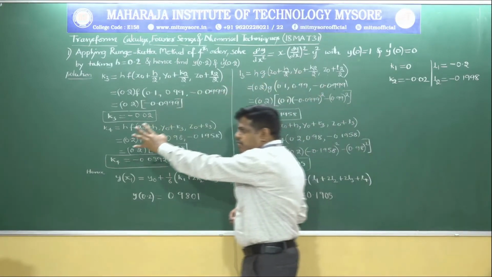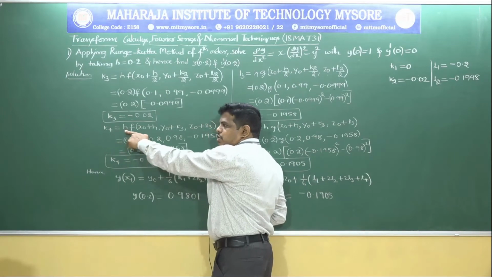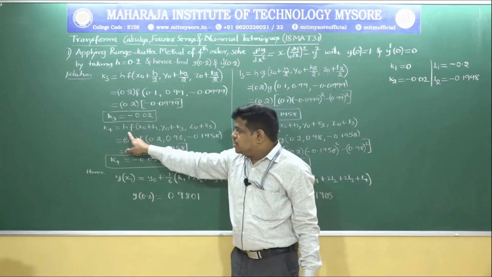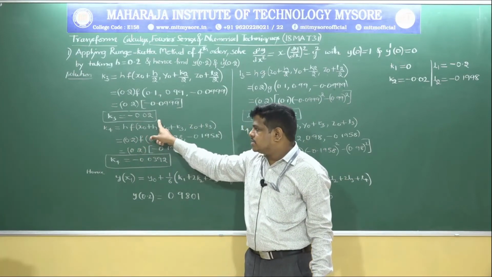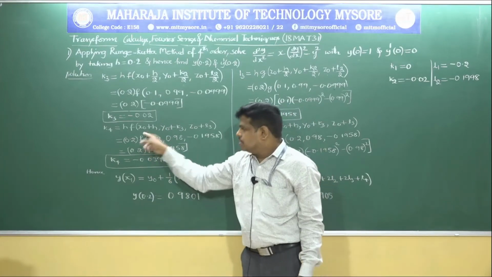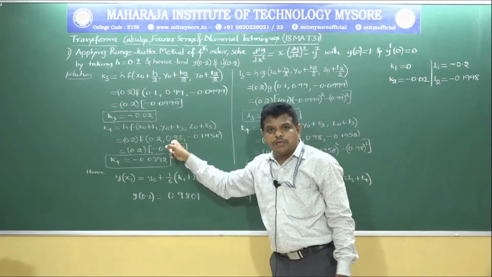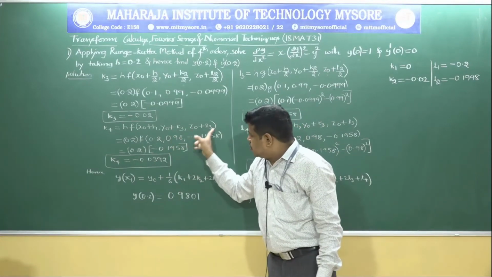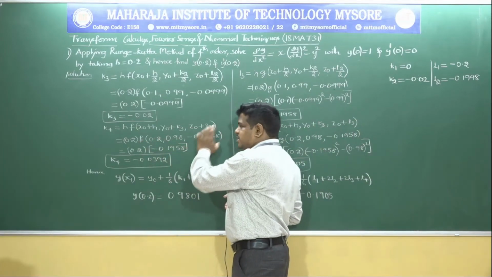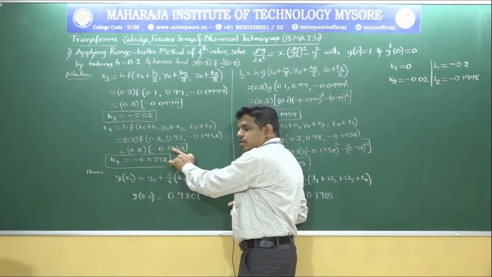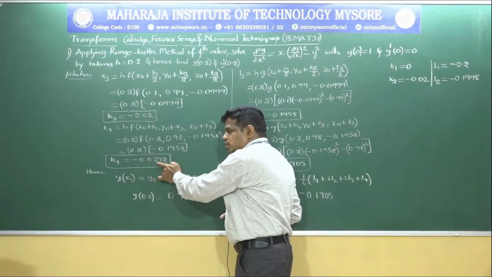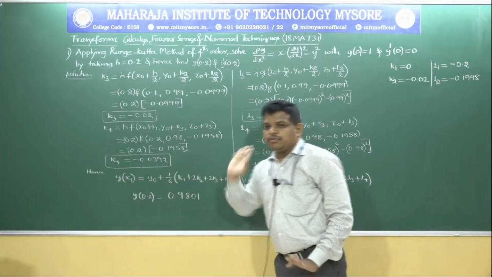After finding L3, I am going to find K4. K4 is given by h into f of x0 plus h, y0 plus k3, z0 plus L3. Next, h is 0.2. Next, x0 plus h. x0 is 0, h is 0.2. You get 0.2. Next, y0 plus k3, you get 0.98. Next, z0 plus L3 is minus 0.1958. Since f of x comma y comma z is z, here the z value is minus 0.1958, that is 0.2 into this, we get K4 as minus 0.0392. This is your value of K4.